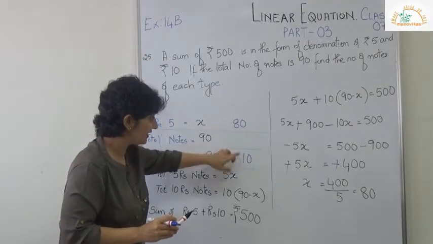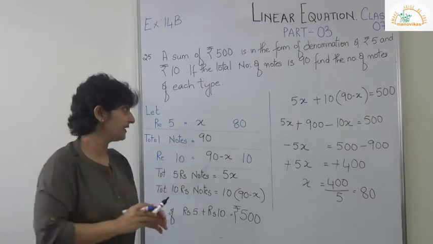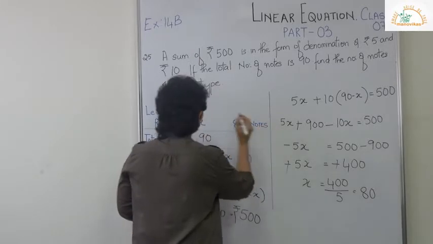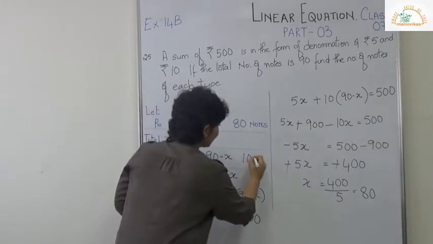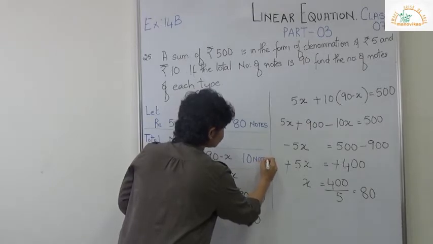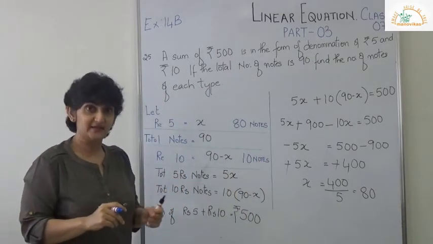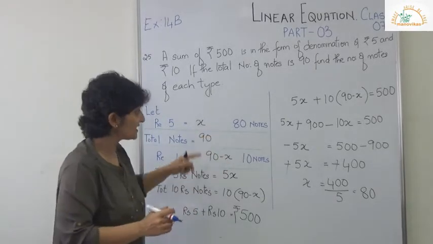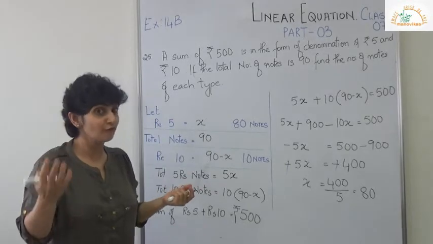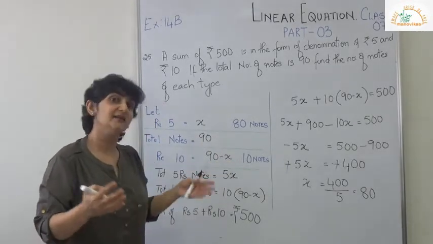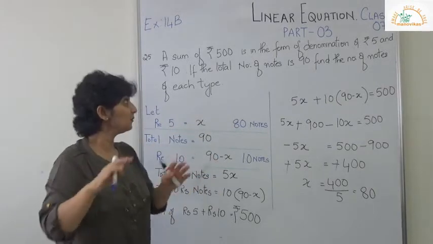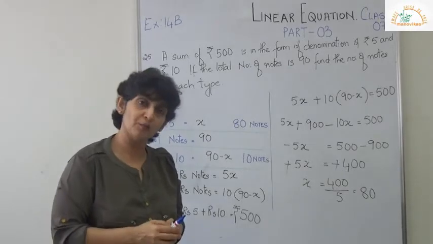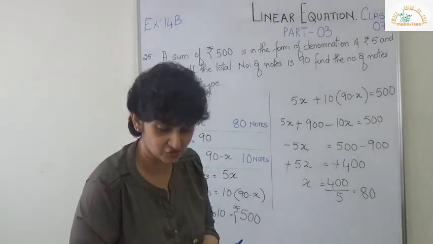So, when I add 80 plus 10, it gives me 90 notes. So, here I have 80 notes of rupees 5 and 10 notes of rupees 10. When I add, that gives me 90. When I count all this, 80 into 5 gives me 400, 10 into 10 gives me 100, and 400 plus 100 when I add together gives me rupees 500. I hope it's clear. Let's move on to the next question.